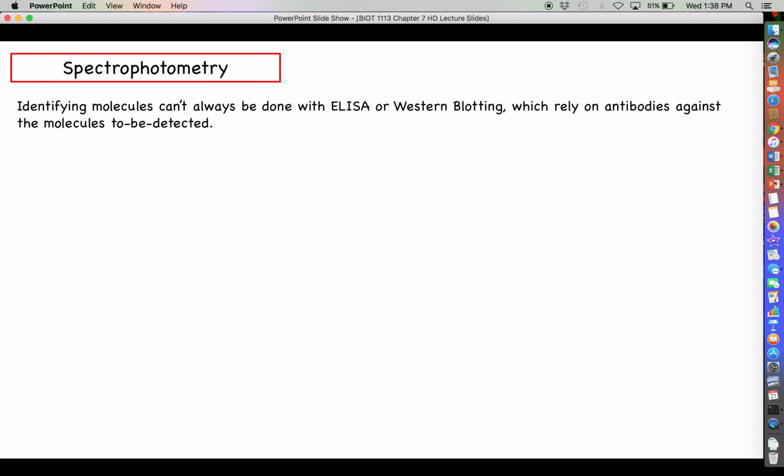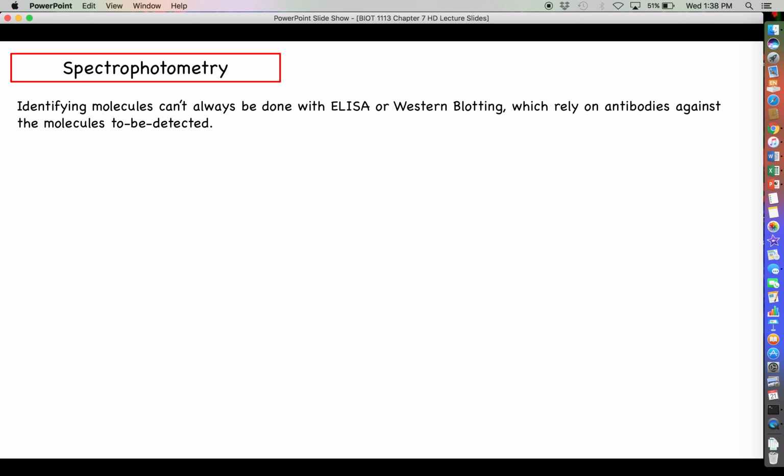So in the previous chapter, we talked in depth about both the ELISA and the Western blot assays, which are good for identifying very particular molecules in a mixture of molecules. But what they rely on is the idea that we have antibodies that detect those specific molecules. And here's the deal, not every molecule is going to have an antibody that can detect it. So ELISA and Western blotting are going to be a little bit limited in terms of what we can use them for.